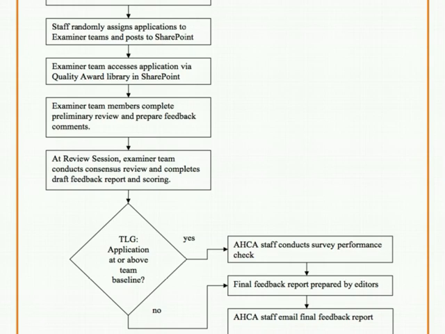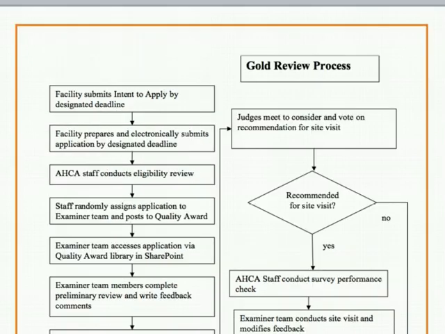However, a final feedback report will be prepared by editors, and AHCA staff will email that final feedback report to them. For those applications that are at or above the baseline, if they pass the survey performance check, then a final feedback report is prepared. They are notified that they will be recipients of the silver award during that particular year, and when it's completed, a final feedback report will be emailed to them as well.